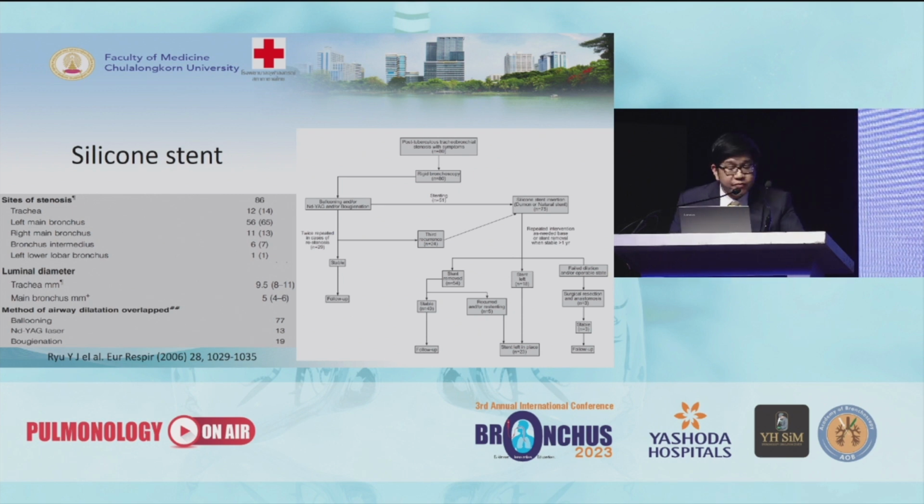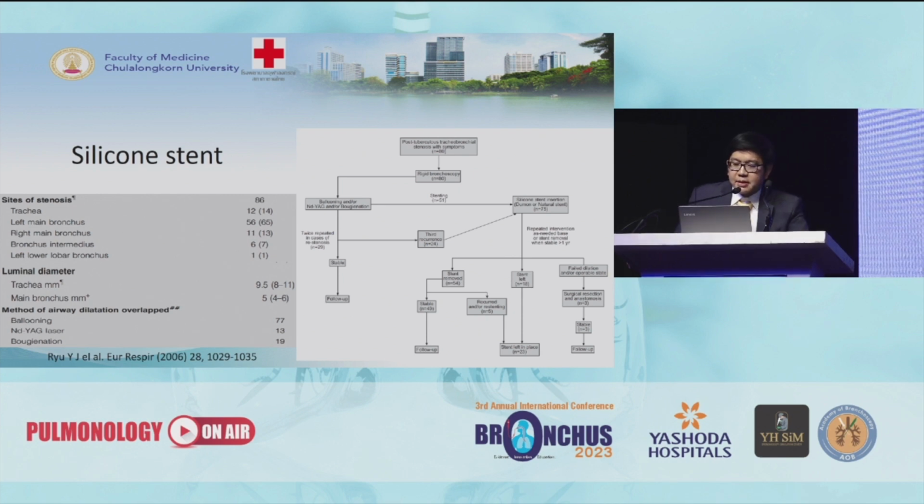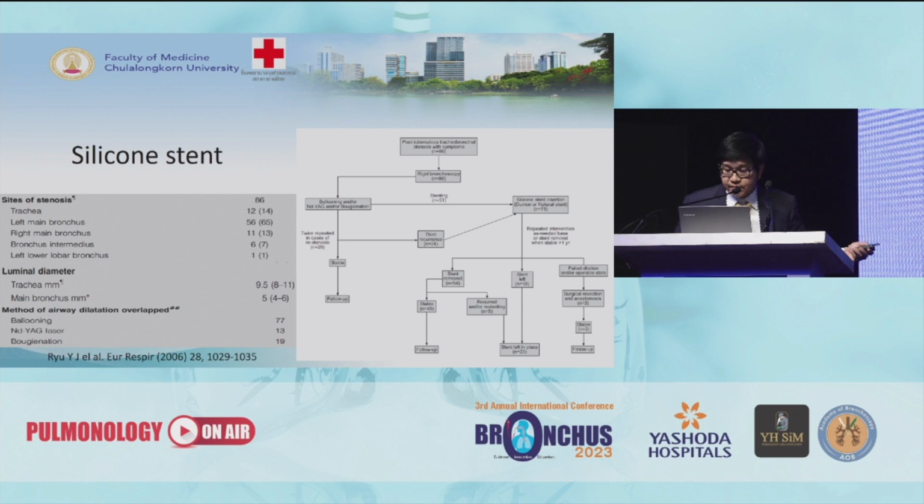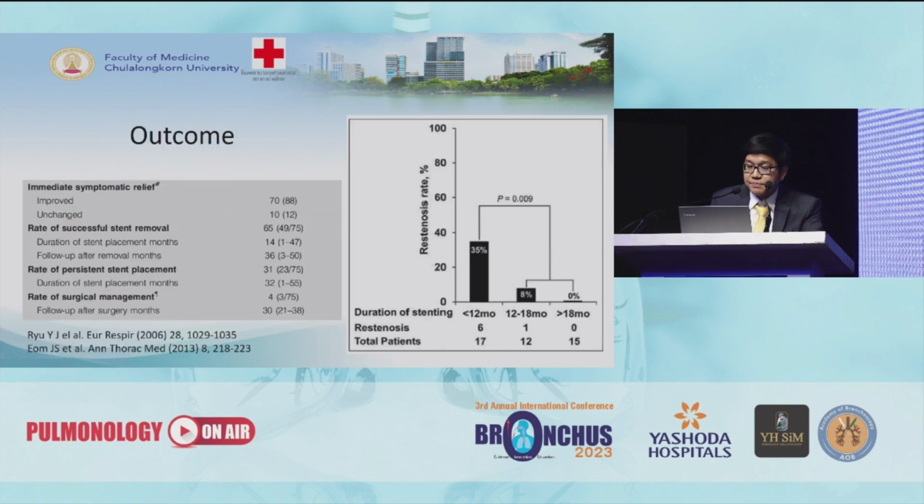After the stent was in place for a year or so, the stent was removed in 54 patients, and 49 patients remained stent-free. But 5 patients required restenting again. So in total, at the end, 23 patients required long-term stenting, and 3 patients required surgical resection.